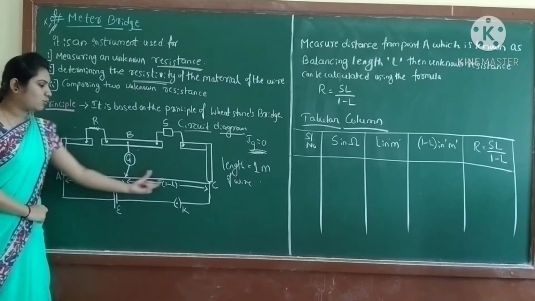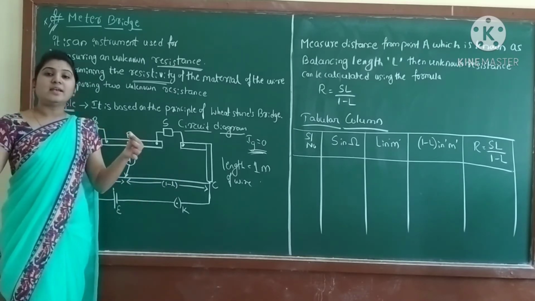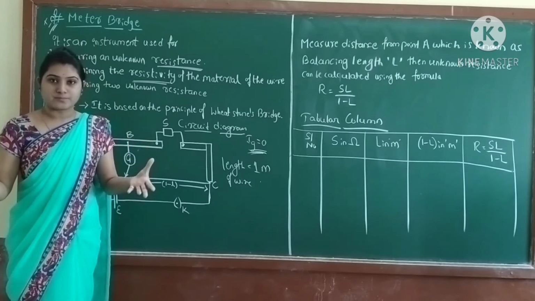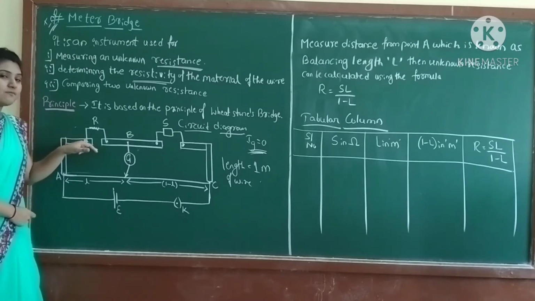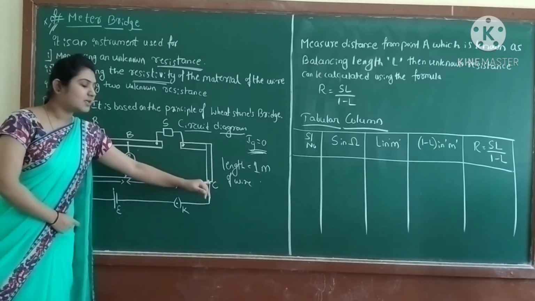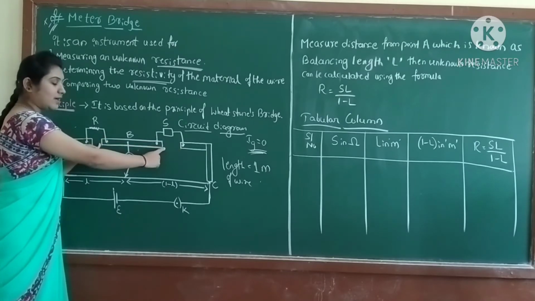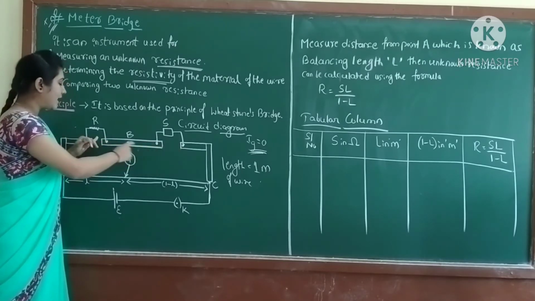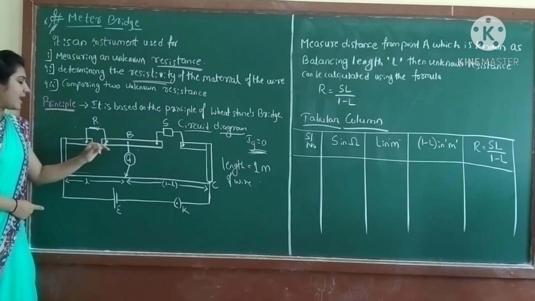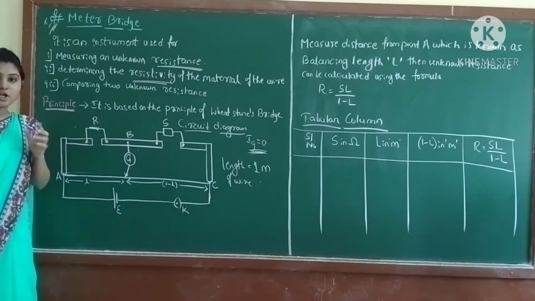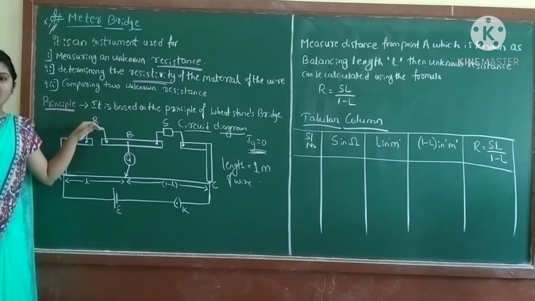Just here the one wooden box is present. On that we are stretching the 1 meter length wire. Again this one I am connecting to the 2 L-shaped strips. Then in between that again one strip we are taking, and between this first L strip and the second strip I am connecting the one unknown resistor. This is the unknown resistor. You take it as R.